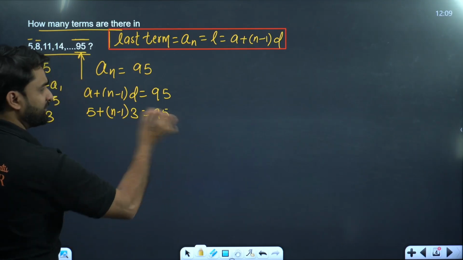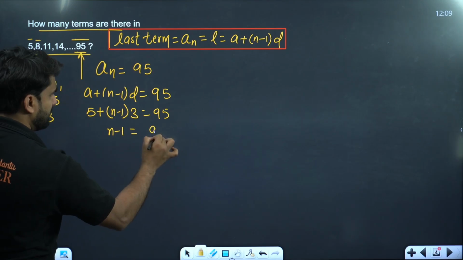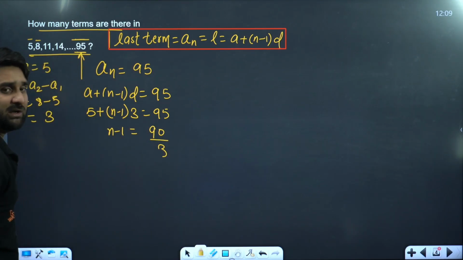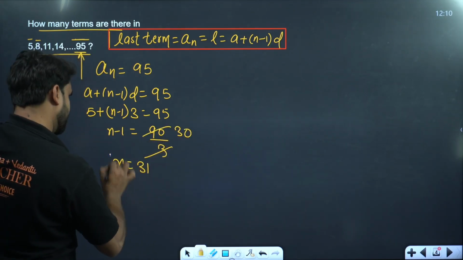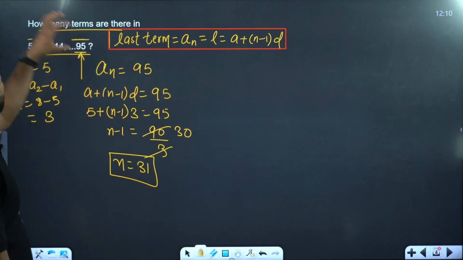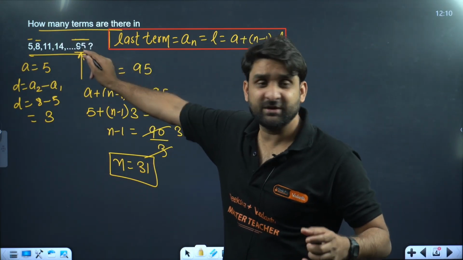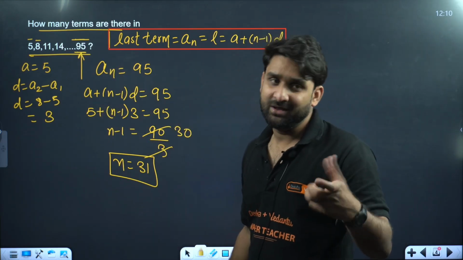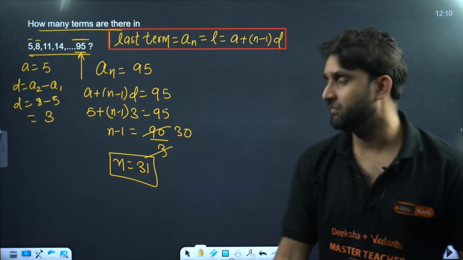Now this 5 will go there, so 5 will be subtracted, so 95 minus 5 will be 90, and this 3 is in multiplication. If this 3 goes there, it will divide 90. Now we can cancel, 30 times, so n minus 1 will be equal to 30. The minus 1 will go there and 30 plus 1 will be 31, so n is 31. So this AP has a total of 31 terms. Why? Because the last term is present at the 31st position. If the last term is present at the 31st position, it indicates that the total number of terms this AP has is 31.